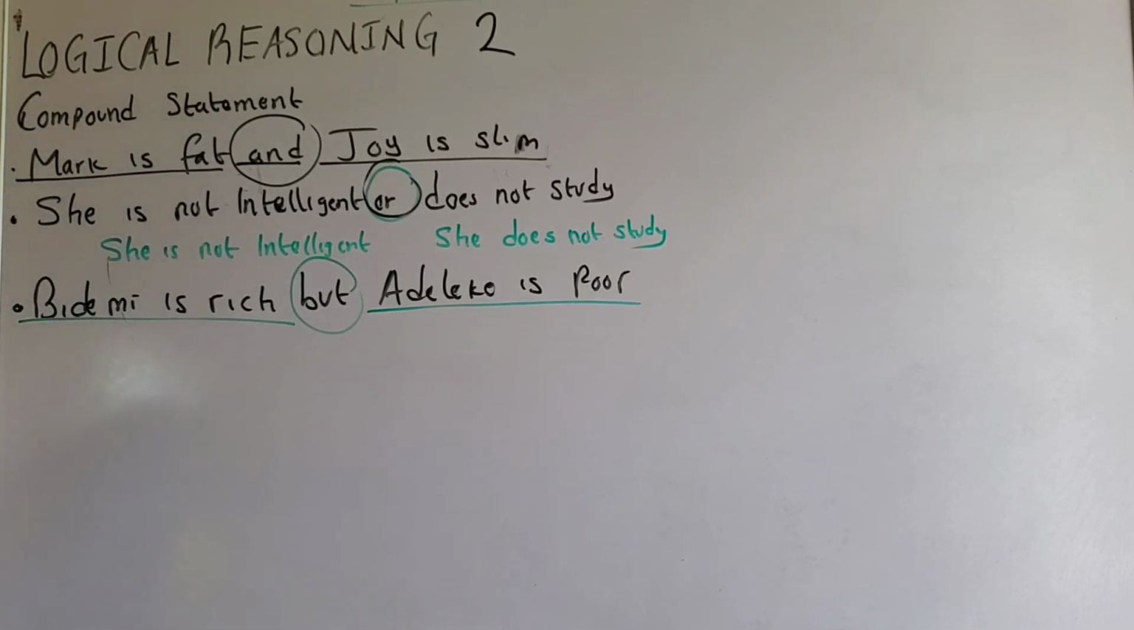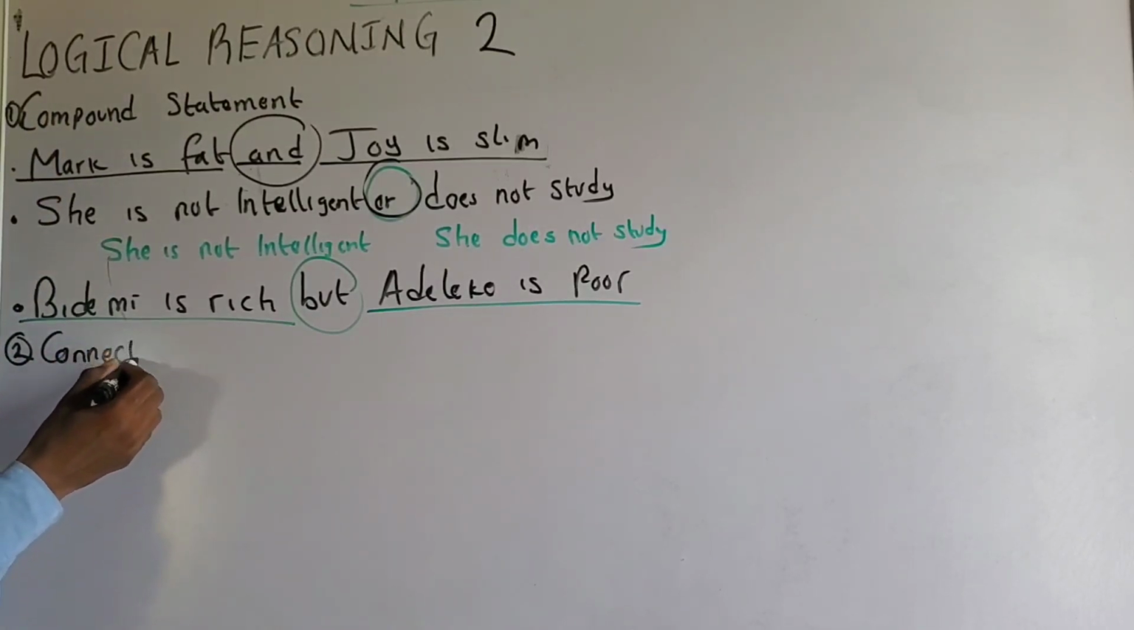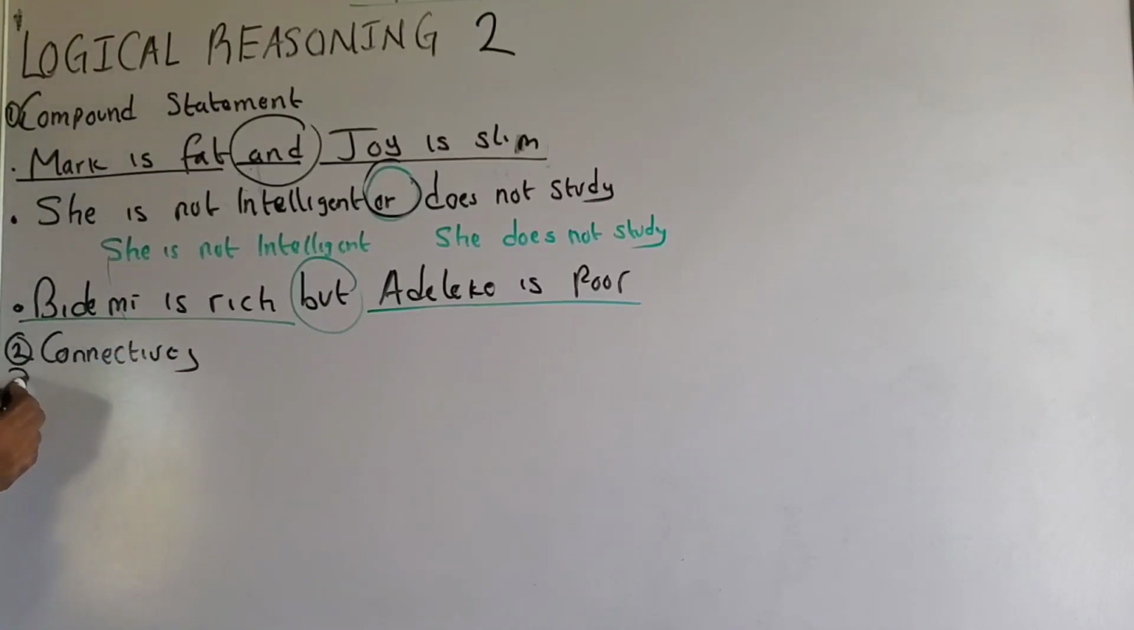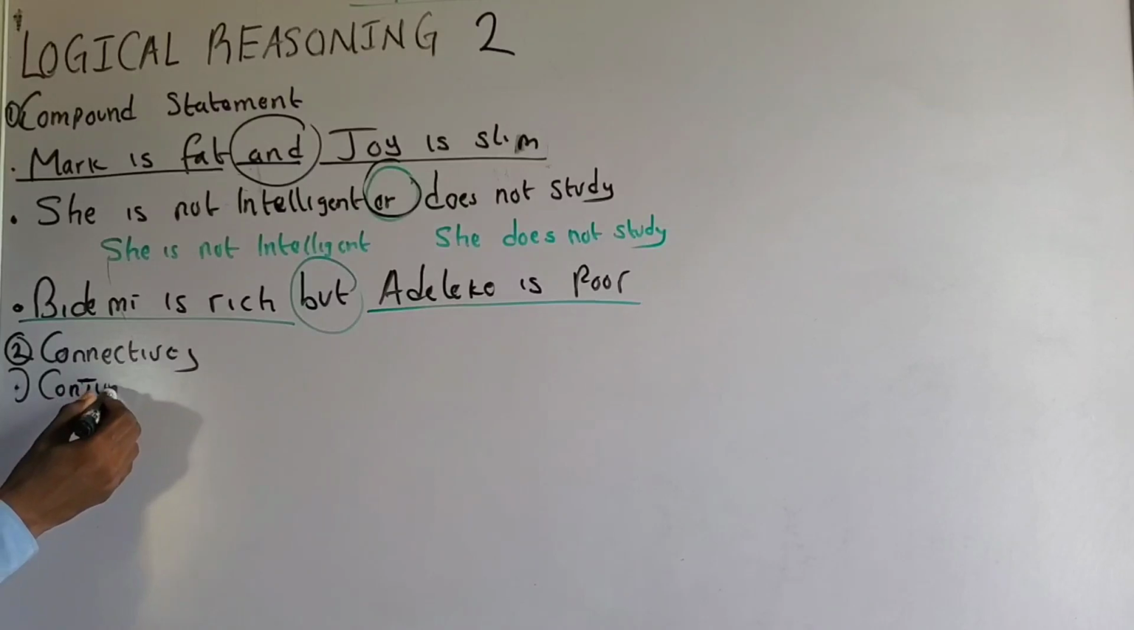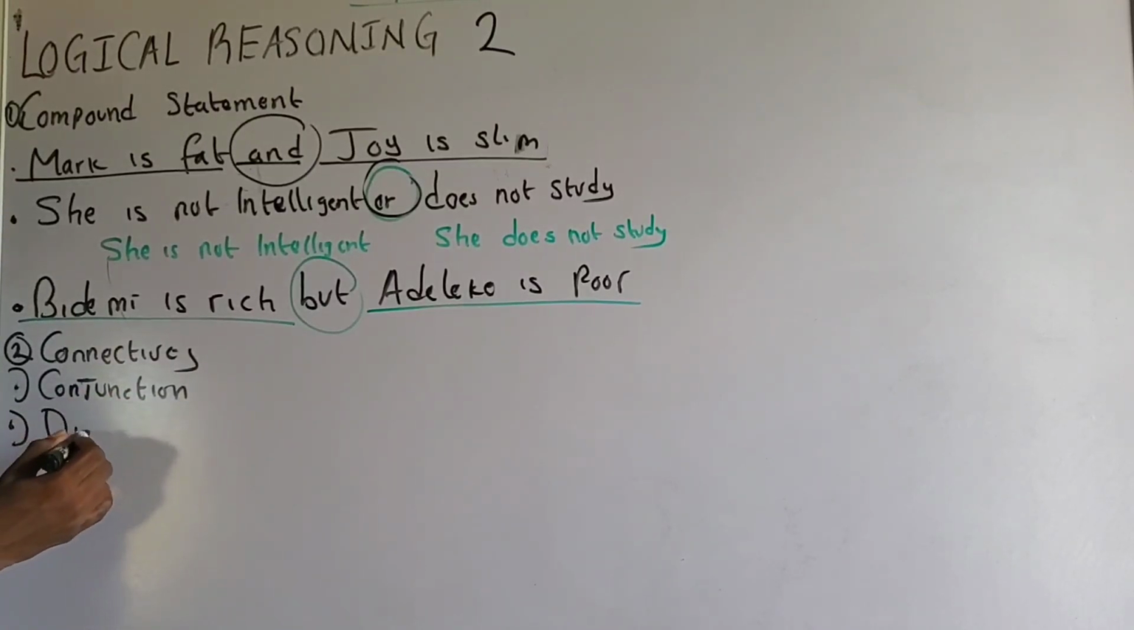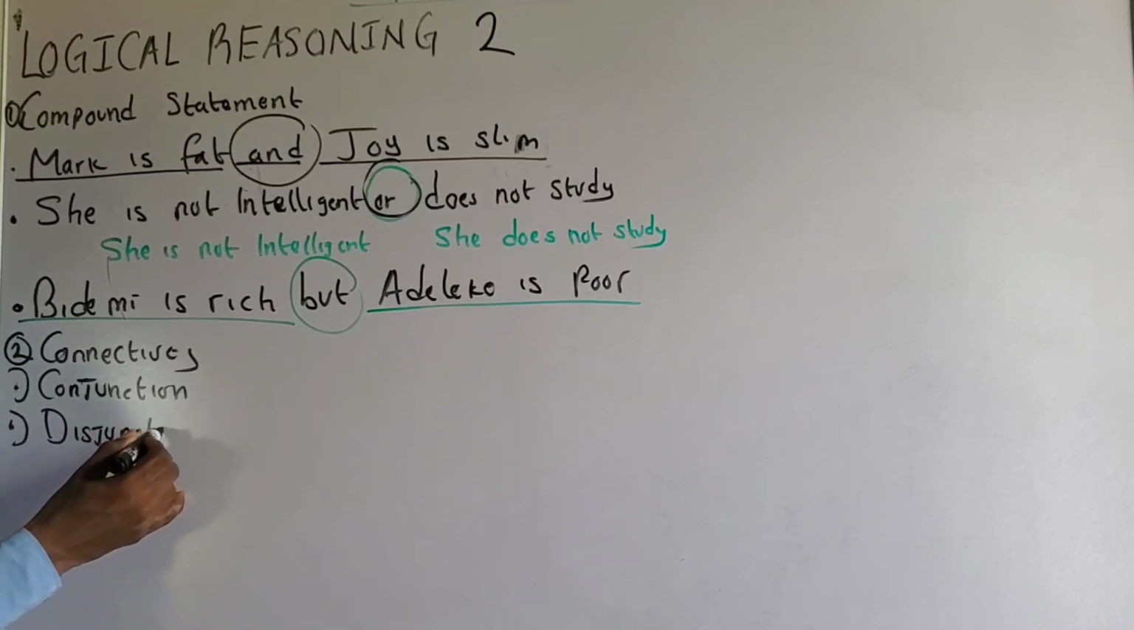Now, let us look at various types of connectives, okay? We have various types of connectives. We are going to talk about number one, conjunction. Then we have another one, disjunction.